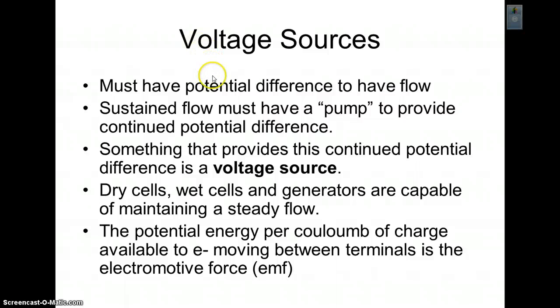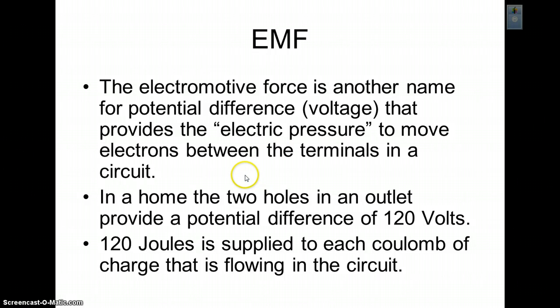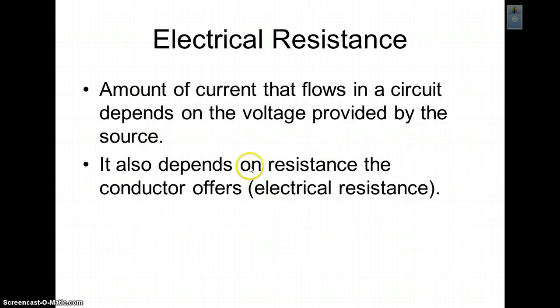Okay, voltage sources. We must have a potential difference to have that flow, and for a sustained flow we must have a pump, a battery or something like that, to provide that continual potential difference. Dry cells, wet cells, and generators are capable of maintaining a steady flow. Electromotive force is just another name for potential difference. In a home in North America, the two holes in an outlet provide a potential difference of 120 volts. What that means is that 120 joules is supplied to each coulomb of charge that is flowing in the circuit.